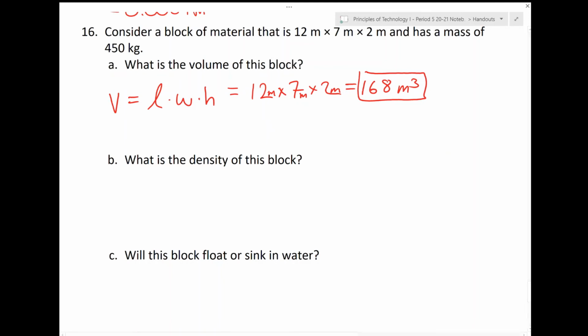What is the density of this block? Density is equal to mass divided by volume. The mass is 450 kilograms. The volume is 168 cubic meters.